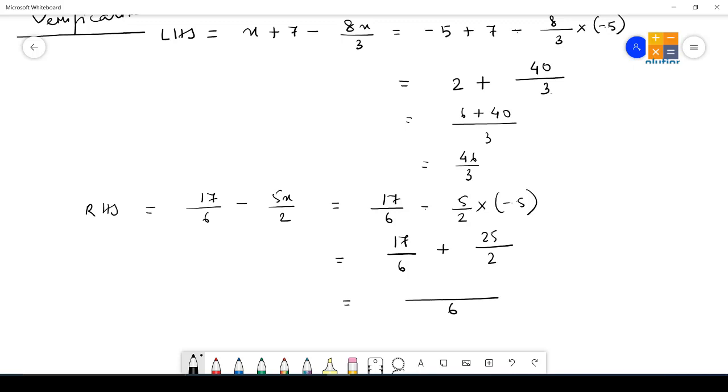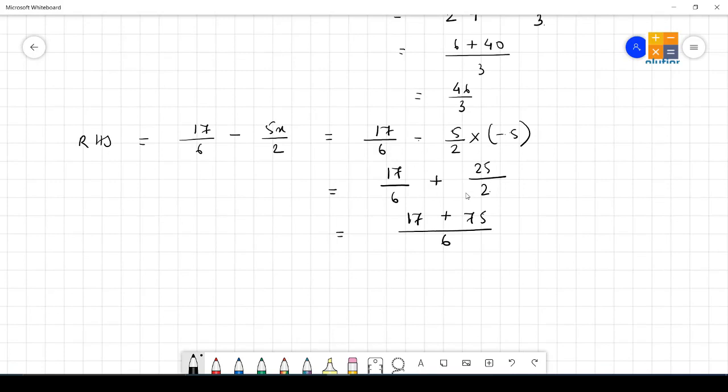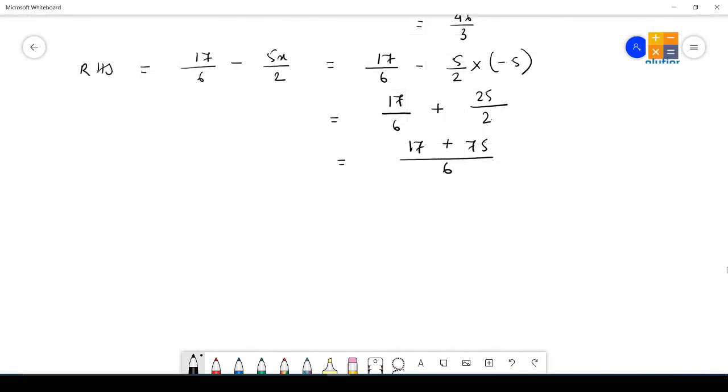Then 17, this part will remain as it is. 3 into 6 is 6. Therefore 3 will be getting multiplied with this part 25. So 3 into 25 we get the result as 75. After that, while summing up, when we sum up, the result comes as 17 plus 75, it will be 92.